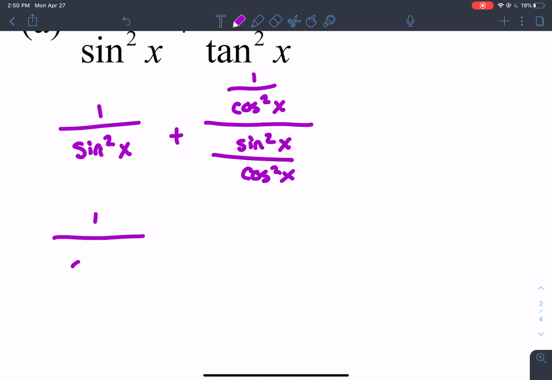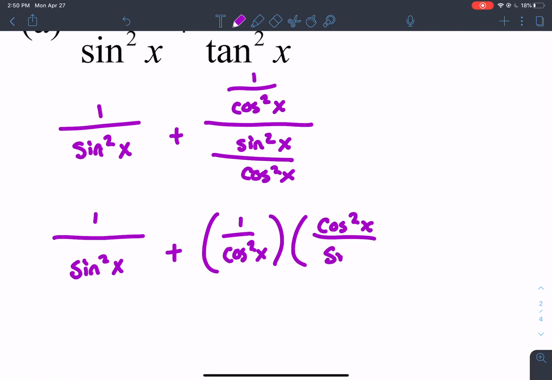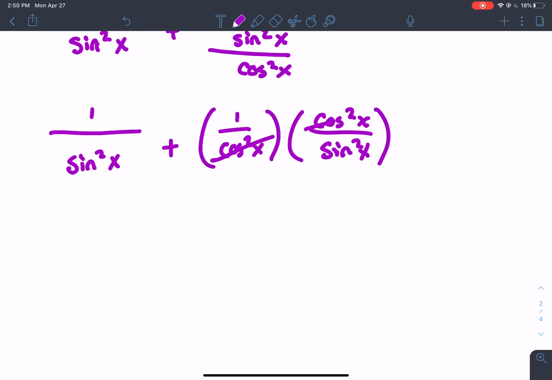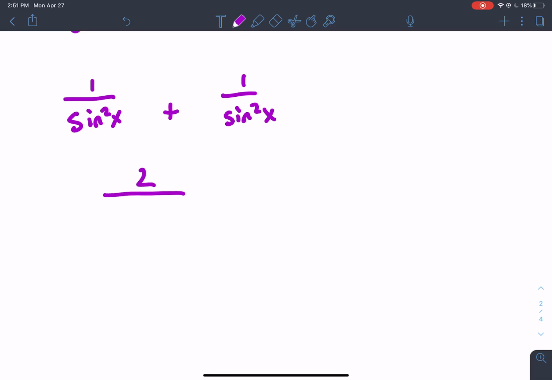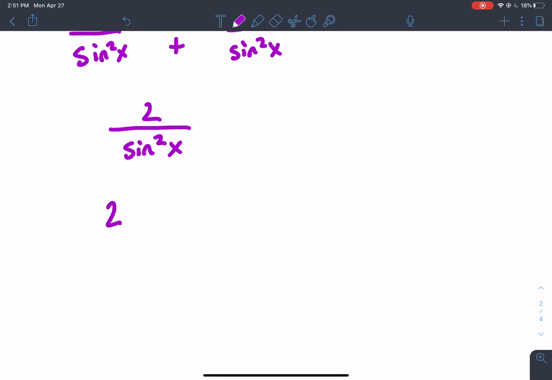So I got 1 over sine squared plus 1 over cosine squared times the reciprocal of the denominator. So that's cosine squared over sine squared, right? And then obviously your cosine squareds are going to cancel. So you got 1 over sine squared plus 1 over sine squared, which is going to give me 2 over sine squared, right? And then what's the reciprocal of sine? It's cosecant. So your final answer is just 2 cosecant squared.